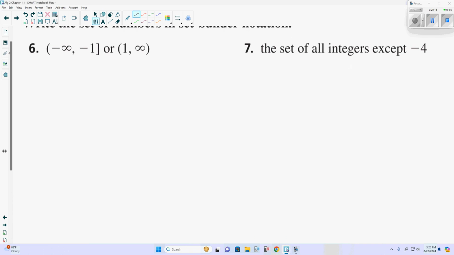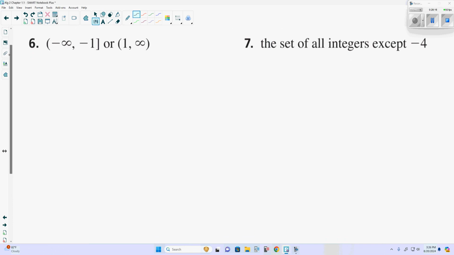So we want to write this next one in set builder notation. We have parentheses, negative infinity, comma, negative 1 bracket, or parentheses 1, comma, infinity, parentheses. Again, with any interval notation, if it's not directly stated, the group of numbers is understood to be all real numbers. So we can do brace x bar. We have the set of all real numbers x such that, now we need to describe those numbers.